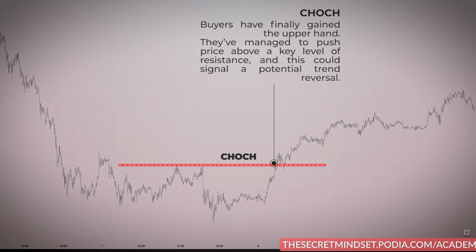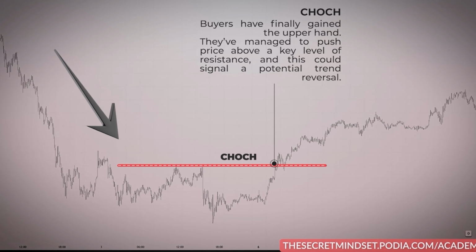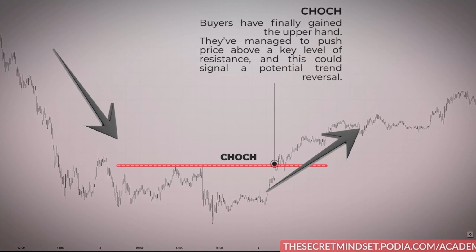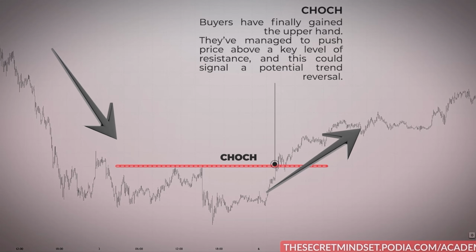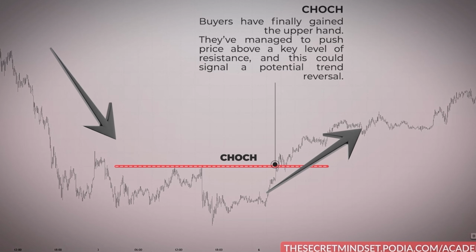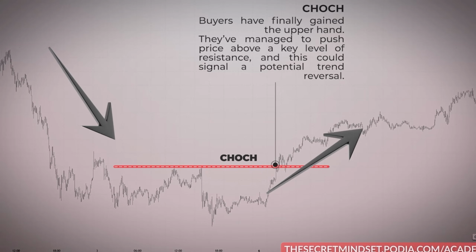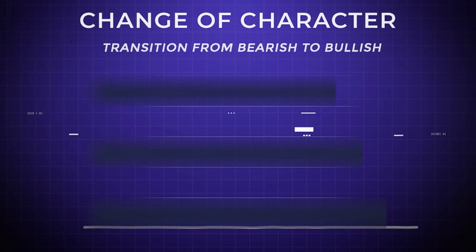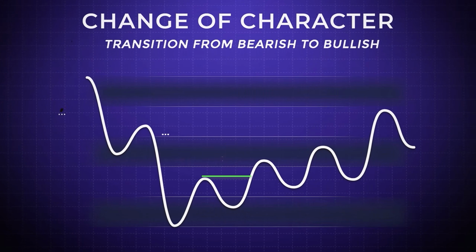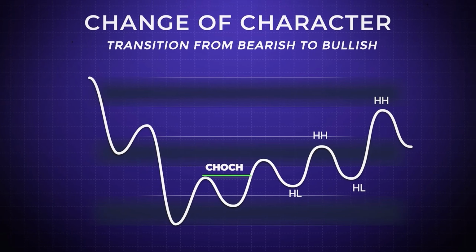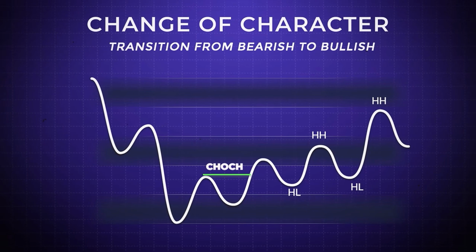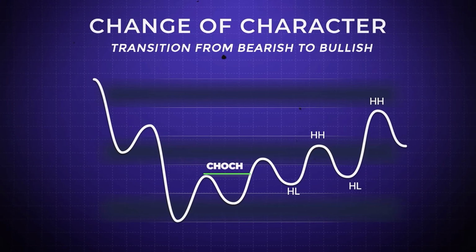This is what we call a change of character. It's a sudden and significant shift in the price action of the market. In this case, the change is from a bearish trend to a potentially bullish one. The key is to watch what happens next. If price continues to make new higher highs and higher lows, then we can say with confidence that we've transitioned into an uptrend.